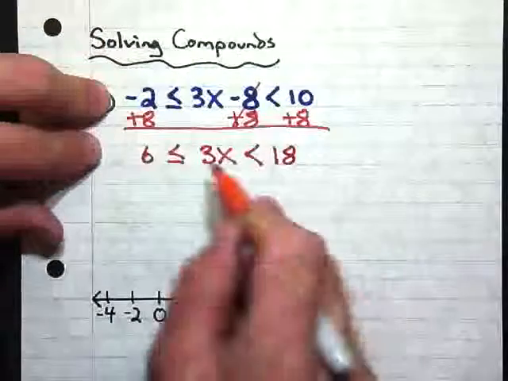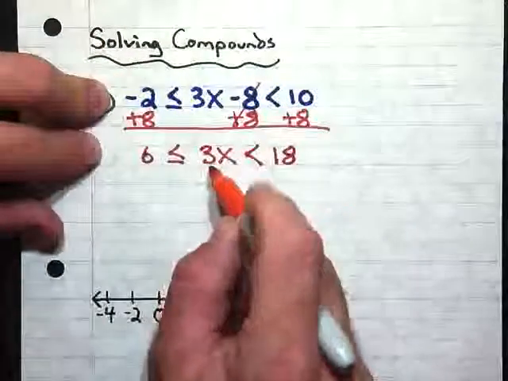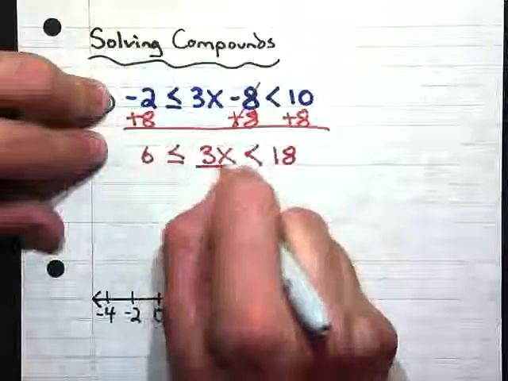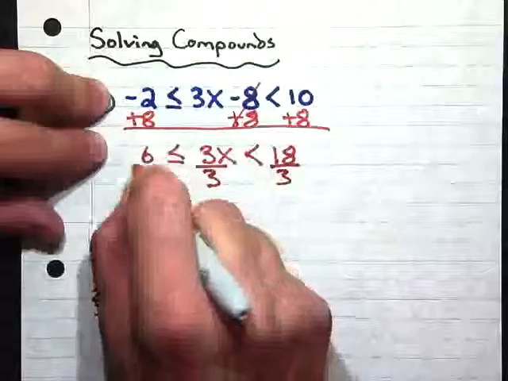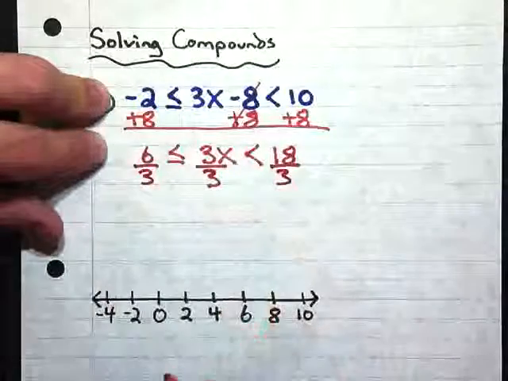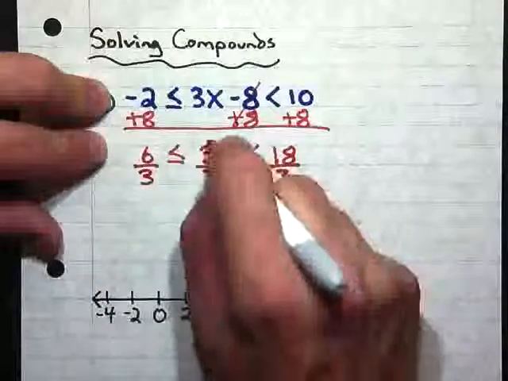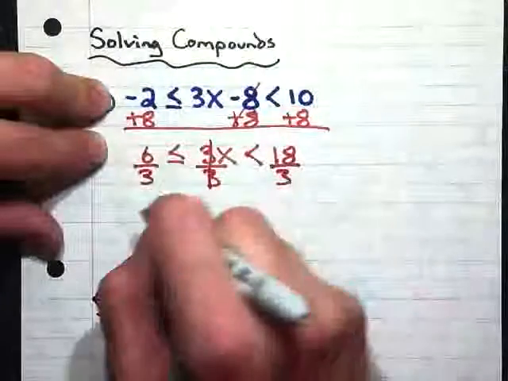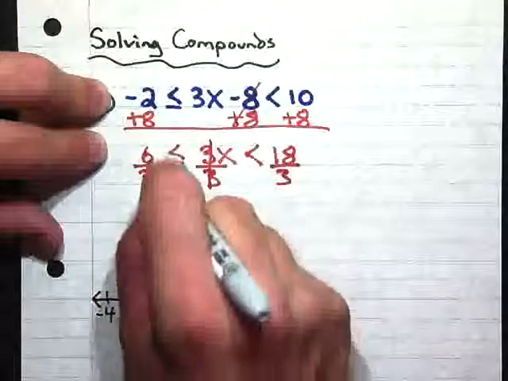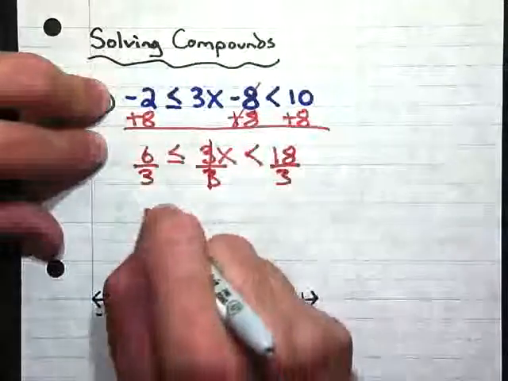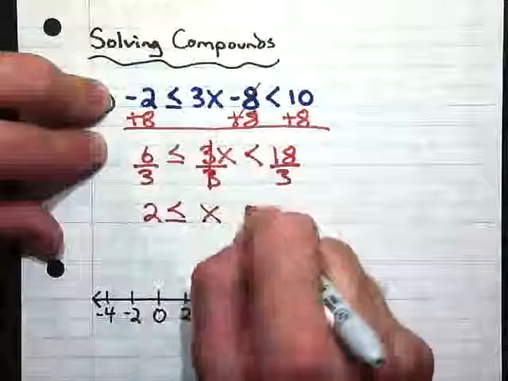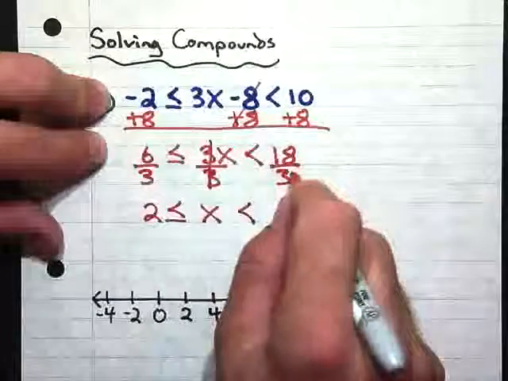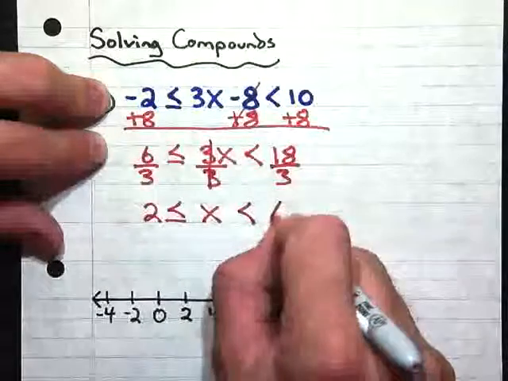Now, in order to get rid of the 3 that's attached to x, I've got to divide by 3. And remember, what we do to one, we've got to do to all. So I divide each part of that inequality by 3. When I do that, those 3's cancel out, and I'm left with 6 divided by 3, which is 2, which is less than or equal to x, which is less than 18 divided by 3, which is 6.